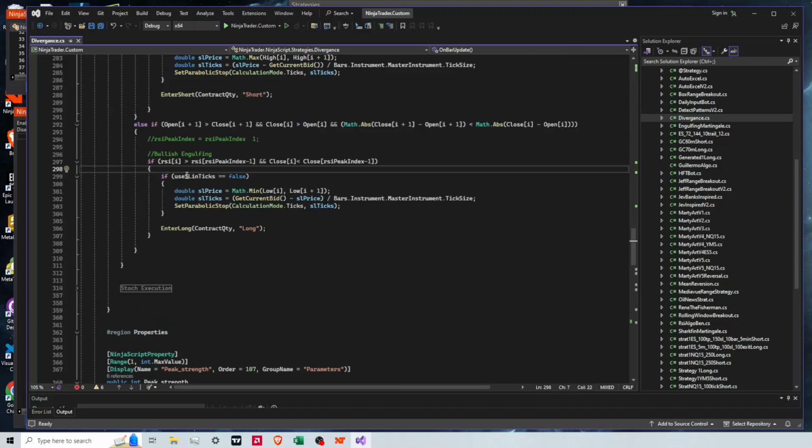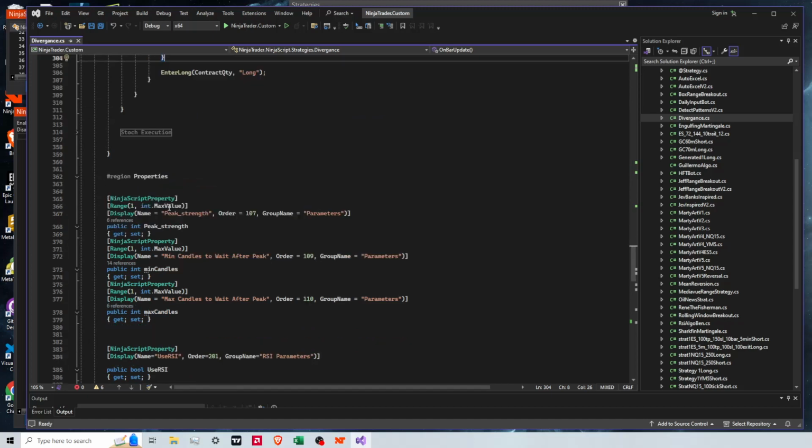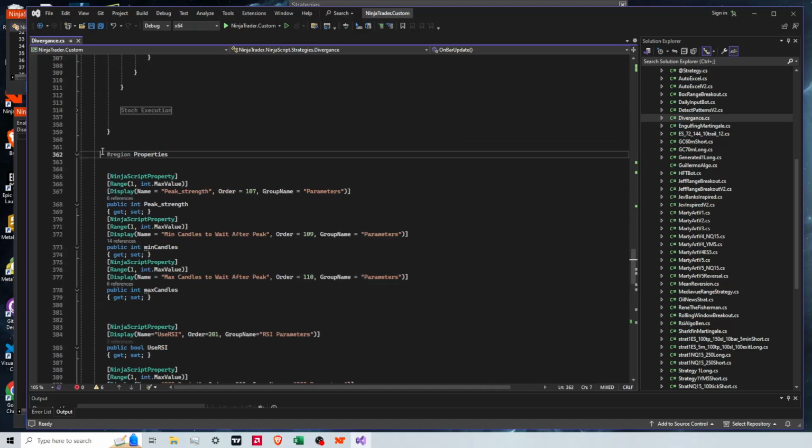And then if we are not using the hard-coded TP or stop loss in ticks, then from here we get our new stop loss, which is going to be the low of the engulfing bar pattern. Put that into ticks and then set that as a parabolic stop. And so here are all the properties if you want those. So feel free to copy this and use it.